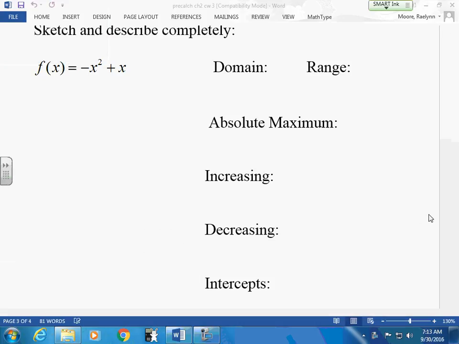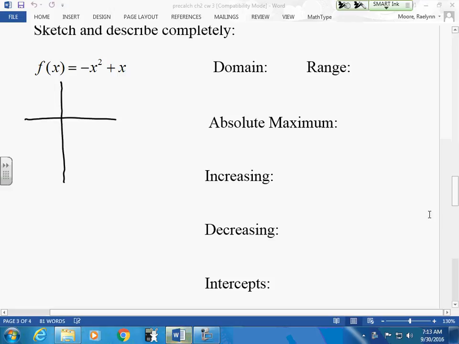We're going to give a quick sketch. All right. So you're going to give me a little sketch. Now, when you graph this, and again, we're not using clip marks.